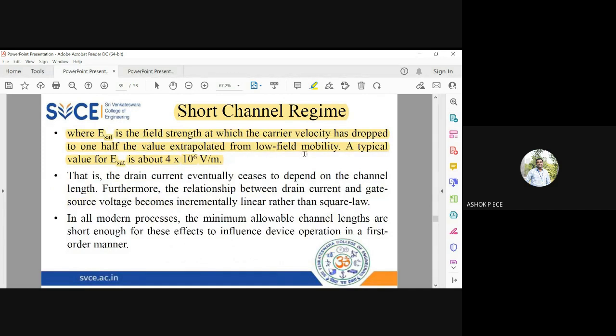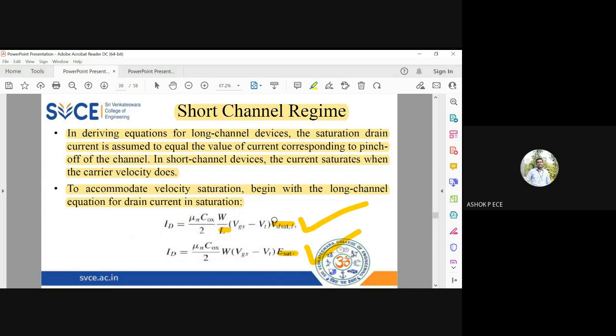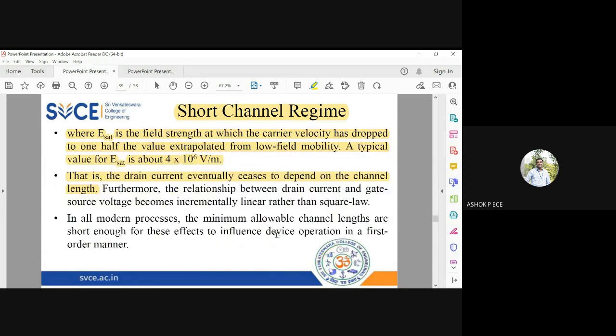So what is the maximum value? By 2. So that is going to be ESAT. That is where, when the carrier velocity drops, the drain current also drops. At this point, the drain current will not depend on channel length, whereas previously in a long channel, ID depends on L. But in a short channel, because ESAT becomes a constant, your ID is independent of L. So the current dependence on the channel length no longer happens.